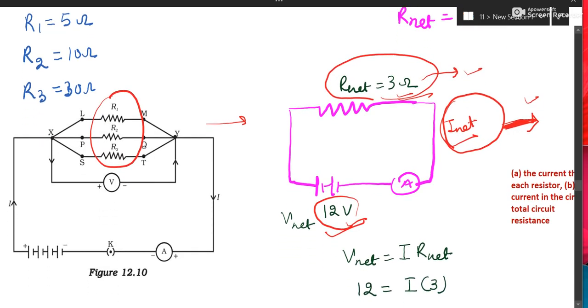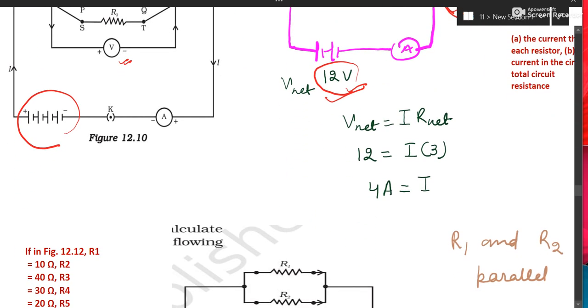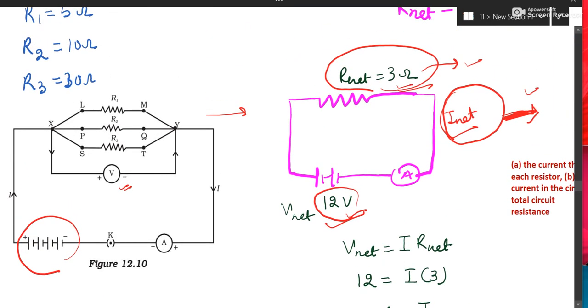Now, these three are in parallel. In parallel, voltage is the same. So, this voltage will be written over each. 12 volt will be written here. 12 volt will be written here and here.